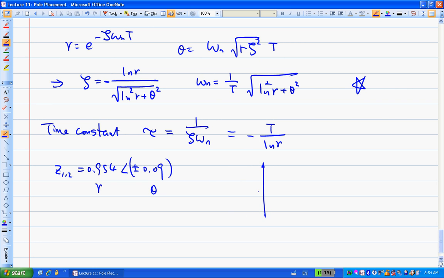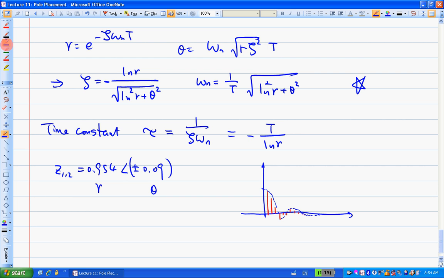So maybe I should just draw this initially. If you have this pole location here, what do we expect? You probably will see a response like this. Okay, you probably will see a response like this, this kind of oscillation. There's oscillation here, but it goes back to 0.